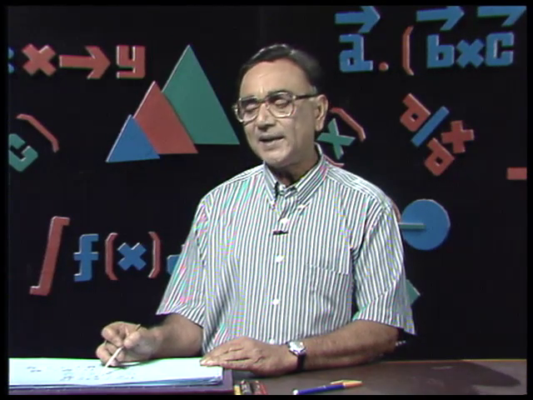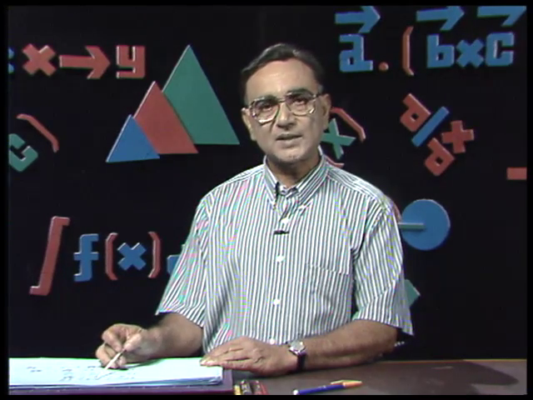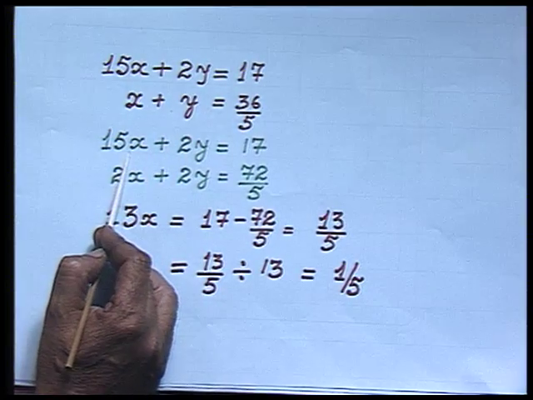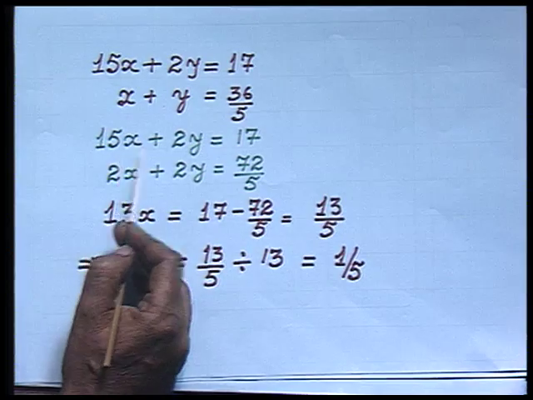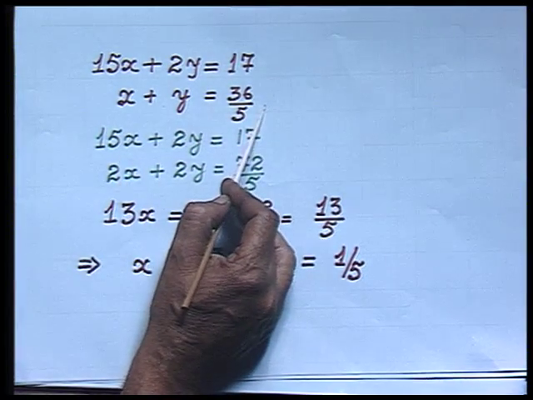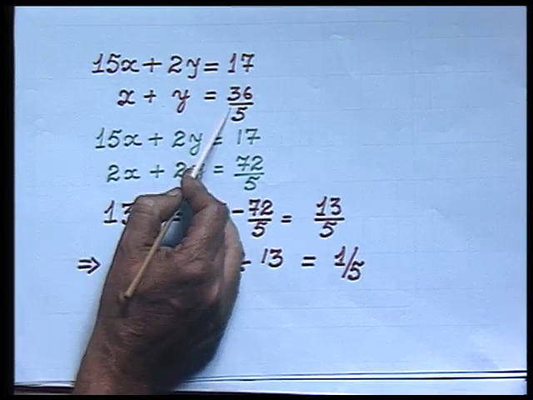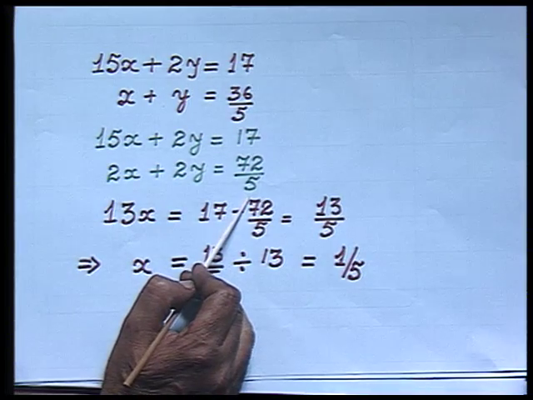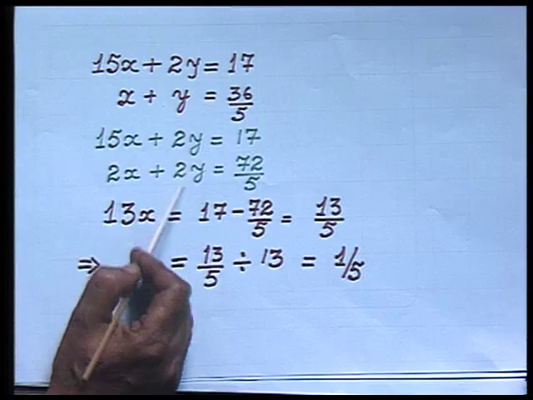So let us multiply the second equation by 2, and the first equation we are keeping as such, that is, we are multiplying it by 1. So the first equation remains the same, that is 15x plus 2y equals 17, and multiplying the second equation by 2, I get 2x plus 2y equals 36 upon 5 into 2, that makes it 72 upon 5. Now to get rid of y, I will have to subtract these two equations.